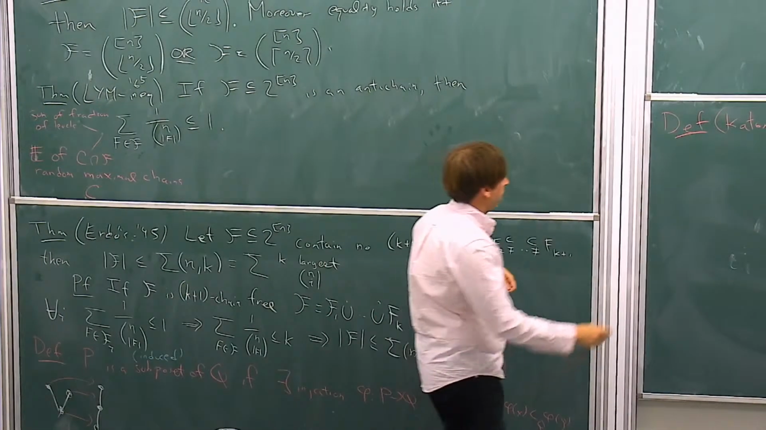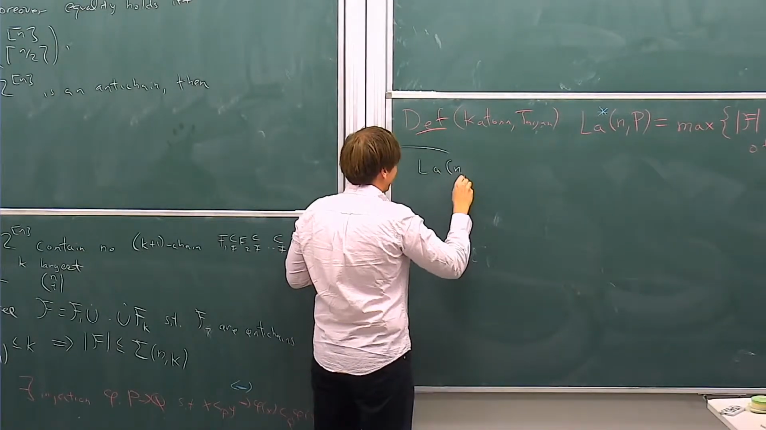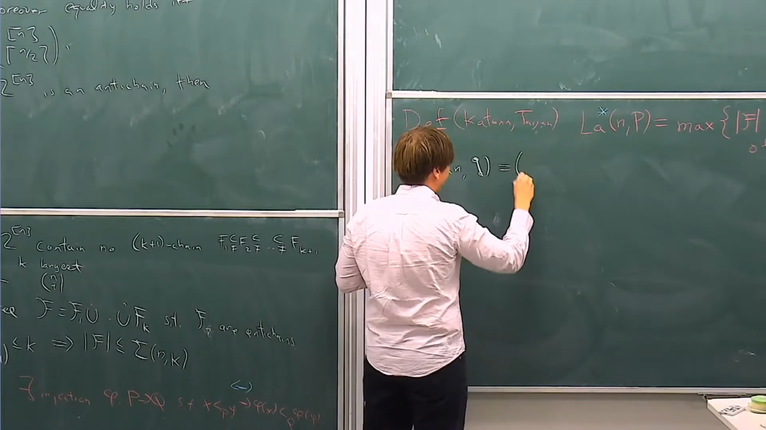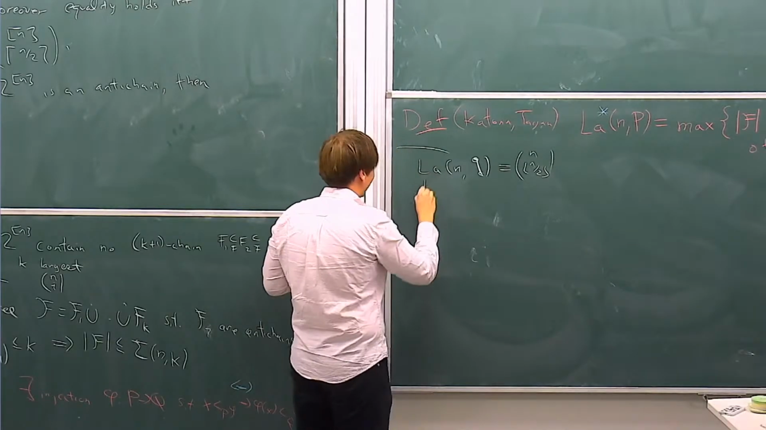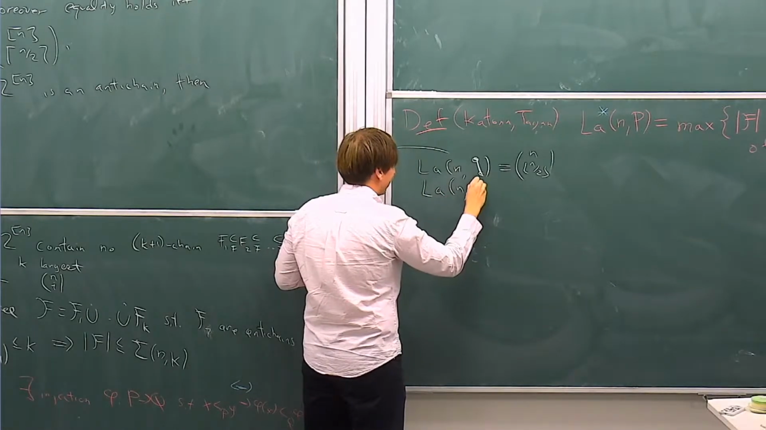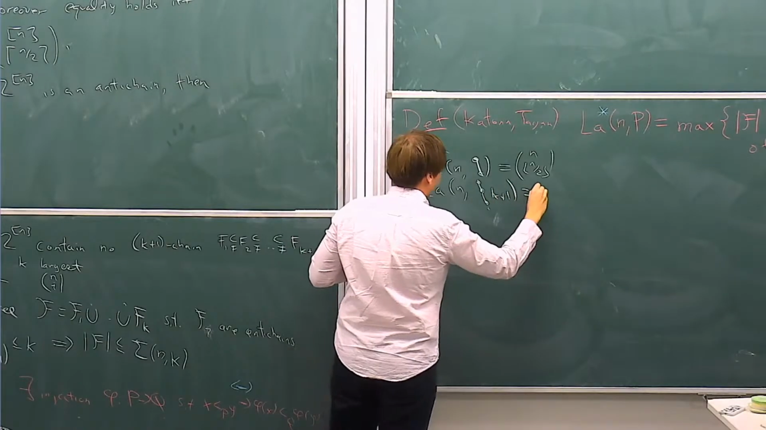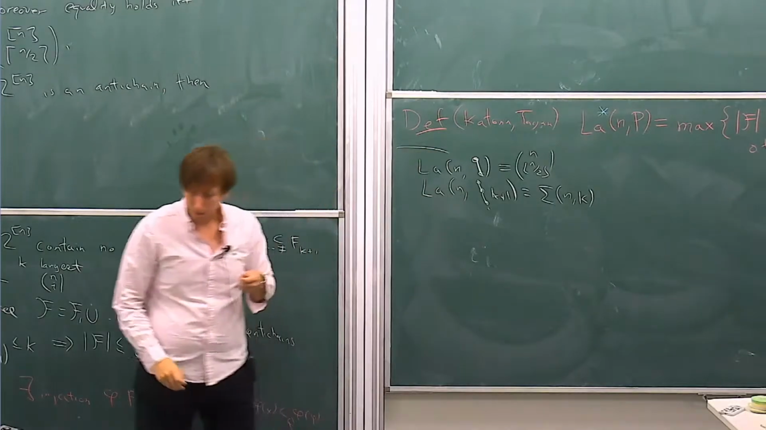So under this notation, for instance, La n of a single relation, this is Sperner's theorem, so this is equal to n choose n half. And La n of, say, a chain of length k plus 1 is equal to sigma n k, and so on.